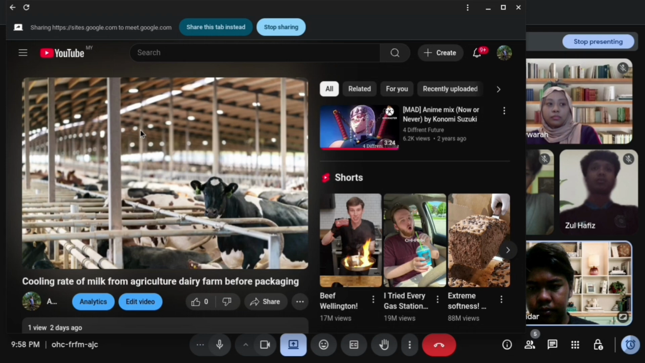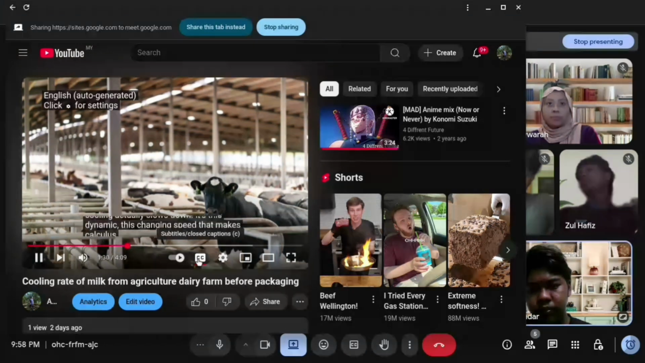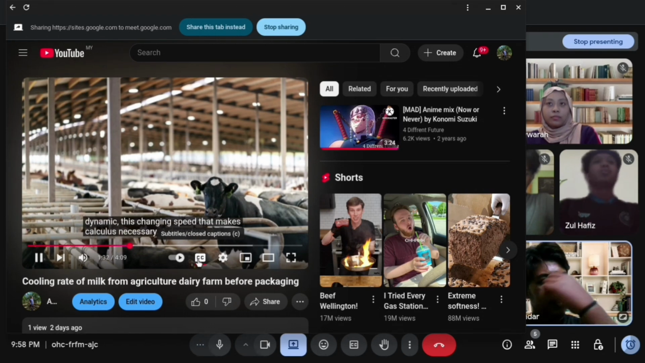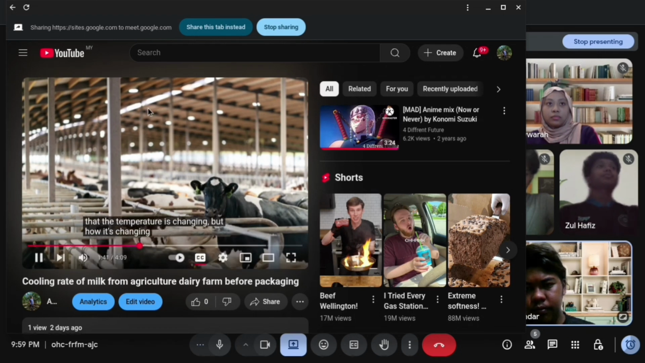Right. As the milk gets colder, that temperature gap shrinks. And so the cooling actually slows down. It's this dynamic, this changing speed that makes calculus necessary. A derivative lets you capture that speed right now, not just some average over an hour. That's a fantastic connection. So it's not just that the temperature is changing, but how it's changing is complex. It needs a tool like the derivative.